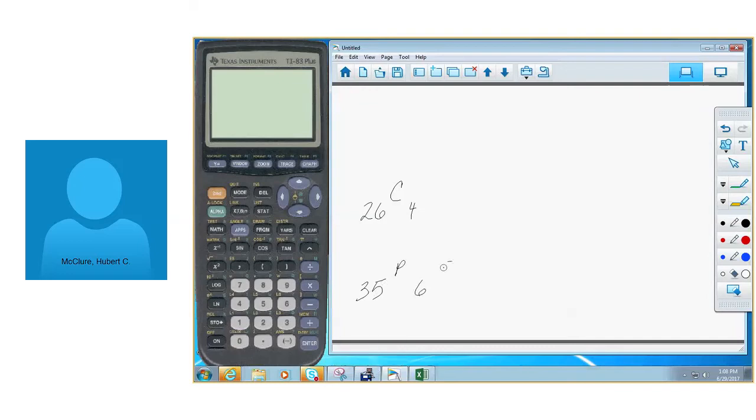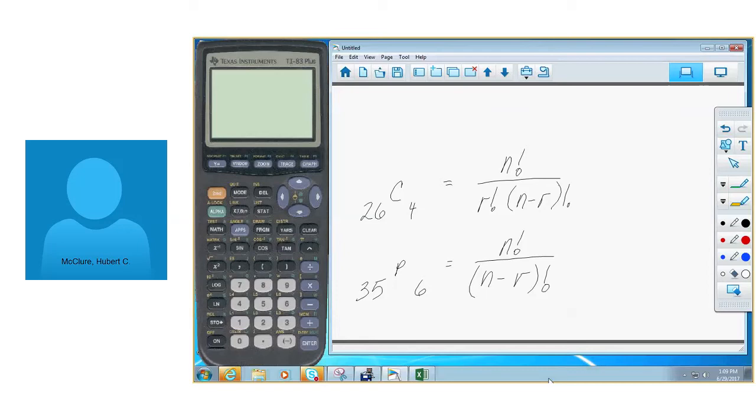I want everybody to plug this into your formula. What's the combination formula? It's n factorial over r factorial times n minus r factorial. And then the other one, the permutation, you just drop the r, right? So that's n factorial over n minus r factorial.